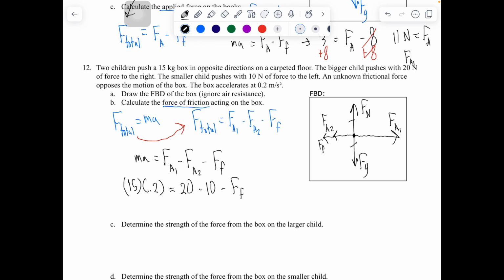Friction is our unknown. Just like that, this really hard question, we just have to do a little bit of math. 15 times 0.2 gives us, I believe that's 3. Let's double check on a calculator. 15 times 0.2, 3. Excellent. Equals 20 minus 10. Let's just simplify that. 10 minus our force of friction. Let's move friction over and subtract by 10. If we do that, we get the force of friction. Now it's positive because we moved it over. 10 minus 3 gives us 7. So the force of friction is 7 newtons.